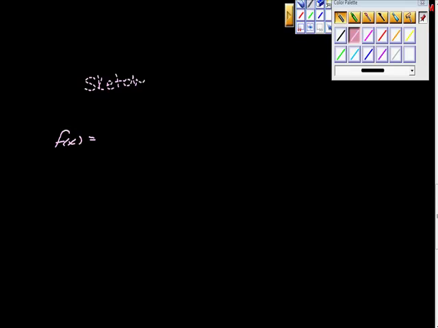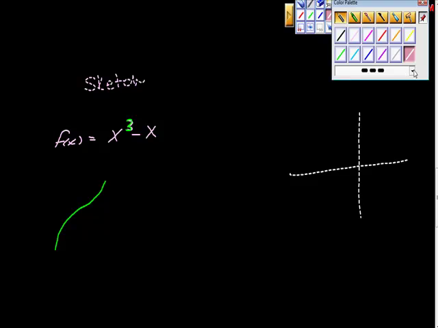f of x is equal to x cubed minus x. Well, look, the a value, the lead coefficient here, is positive 1. And we have a third degree polynomial here, right? So this thing is going to take on a shape that's similar to this. And this should not have been 3, it should have been x here, right? So all I'm going to do is just factor this thing out, and there's my general shape.